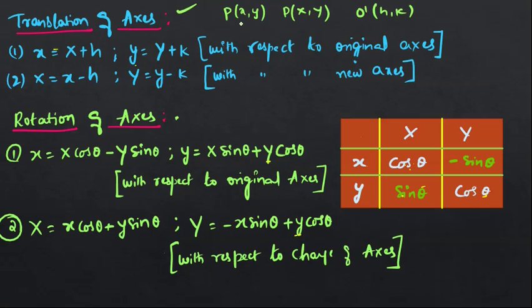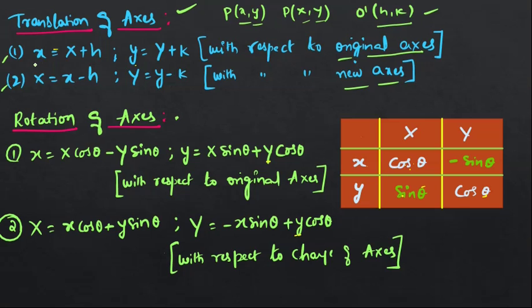See, small x and small y are nothing but points with respect to the original axis, isn't it? And capital X comma capital Y are points with respect to that new axis when the origin is shifted. So what is h comma k? Obviously that is the new position of the origin, h comma k, right? So for this we have two main formulas.